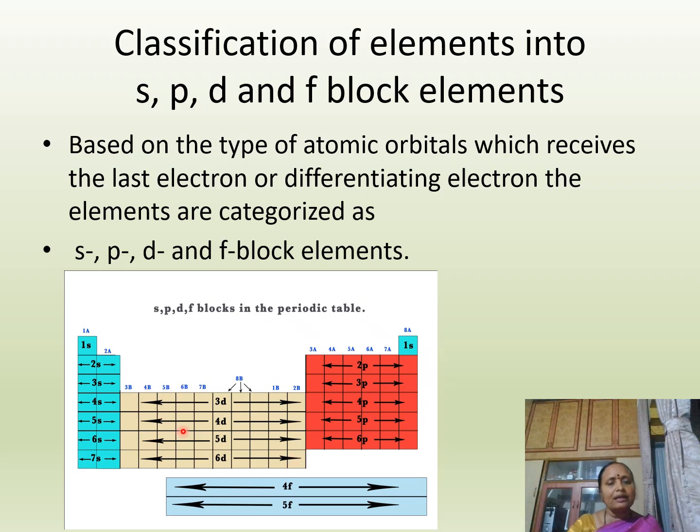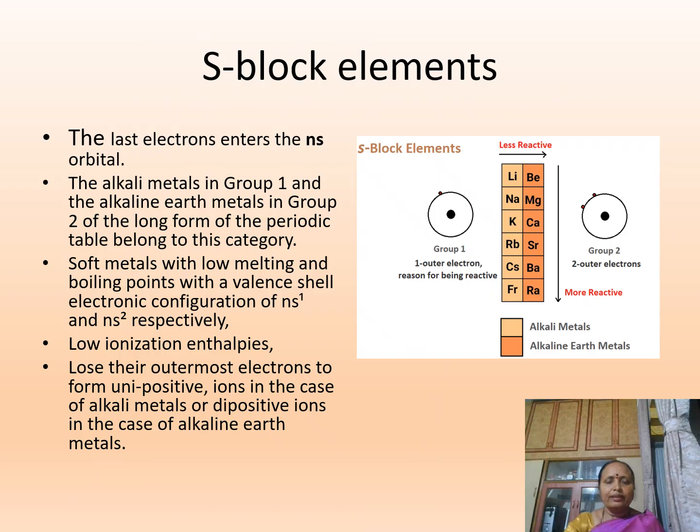They receive the last electron in the D orbitals. And at the bottom of the periodic table, we have the F block elements. The elements in this group receive the differentiating electron in the F orbitals. Coming to the S block elements, the last electron in these block elements will enter the S orbital.